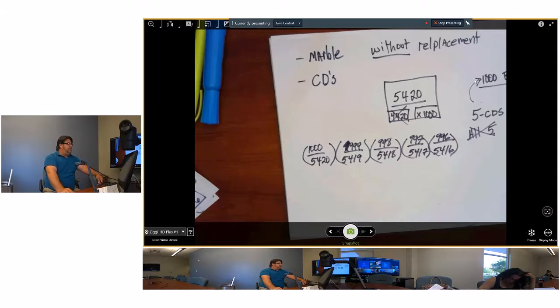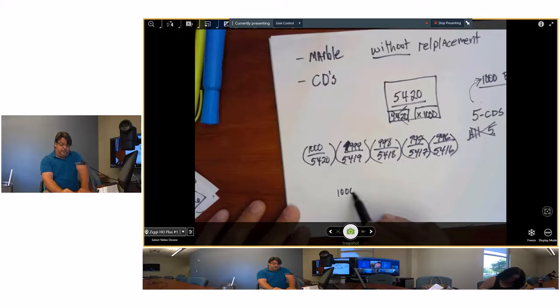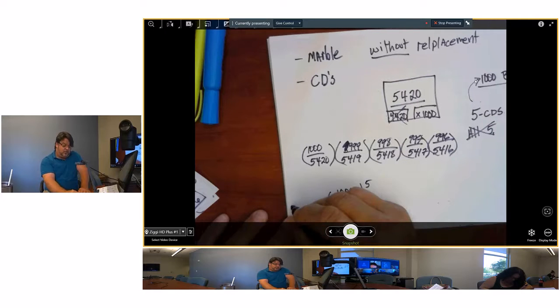Who's going to volunteer? Miss Robinson, you going to do it? Well, y'all two do it since y'all got your calculators out. Do them separately and write them down so you'll have everything written down in case there's a mistake. Melanie and Meredith, I want y'all to do 1,000 over 5,420 raised to the 5th power. This is without replacement or with replacement.